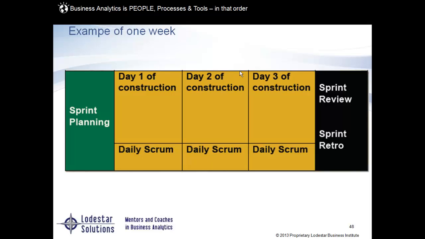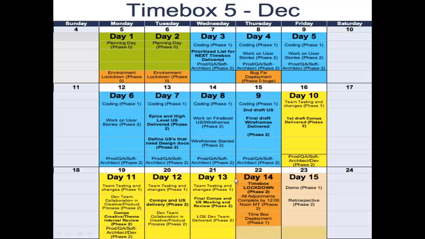Here's an example of 1 week. This is tight. This is why 1 week is tough to get done. I do a plan day. I do some planning in the morning, couple hours. We do day 1, day 2, day 3 of construction, and then we do a review and a retro. And review and retro are kind of the same thing, or very similar. We're just trying to figure out what we did well, what we didn't do well, what was done, what was not done, what's got to move over to the next sprint, and we meet on a daily basis.